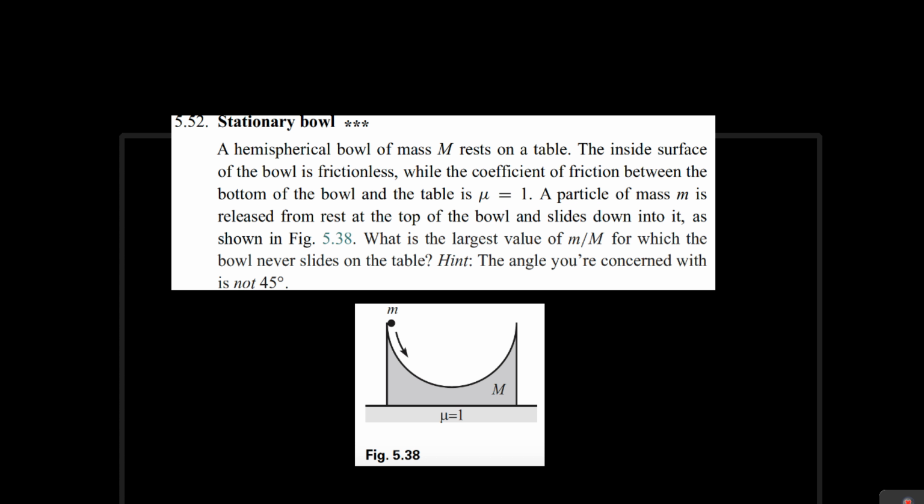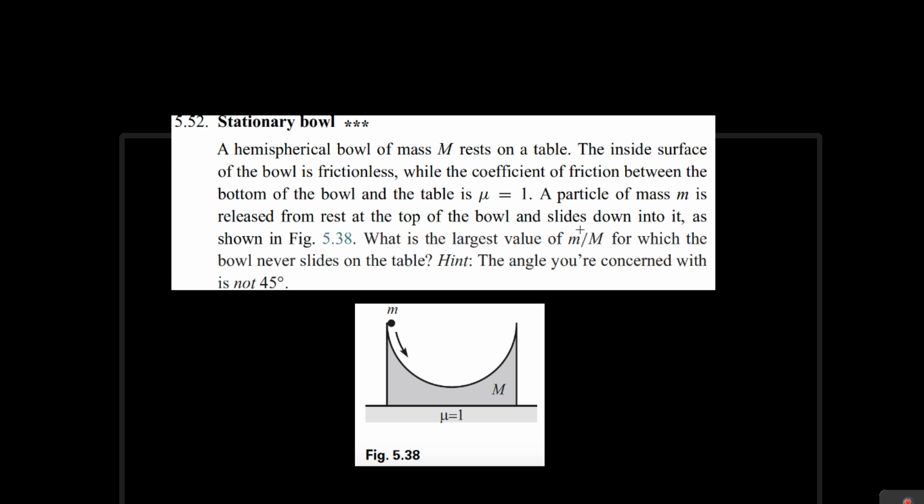And the only thing that's going to stop it is friction. So in order to find the conditions that we need, I think it's pretty obvious that we actually need to find an expression for normal force first. By finding the expression of normal force, we can then set up some conditions that will help us find this ratio that we need. So what exactly is normal force?